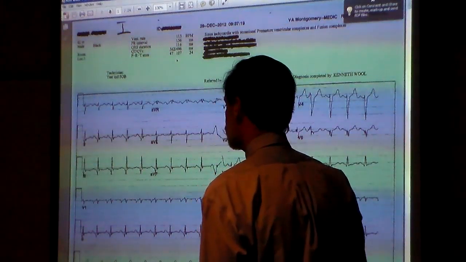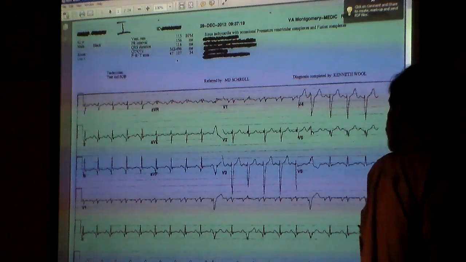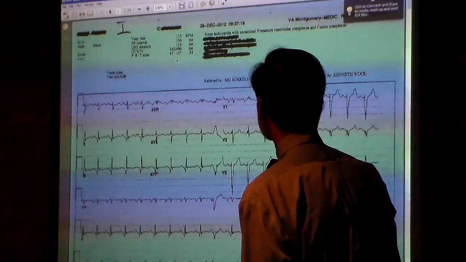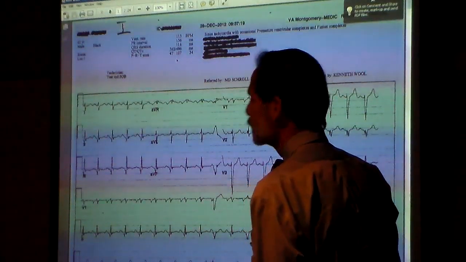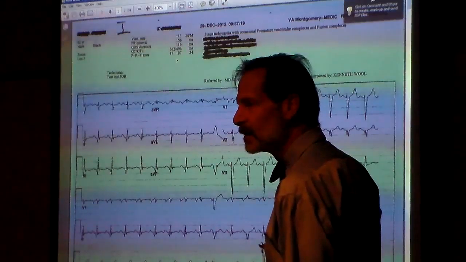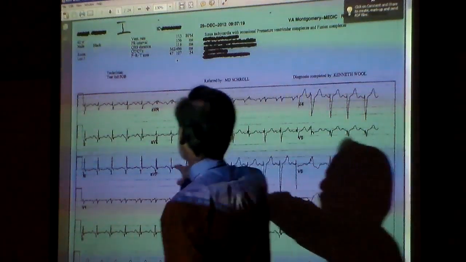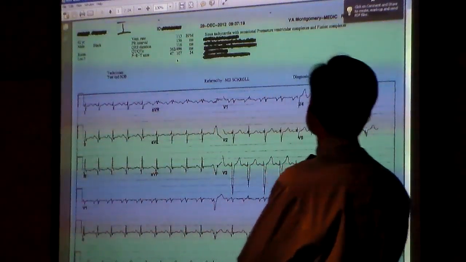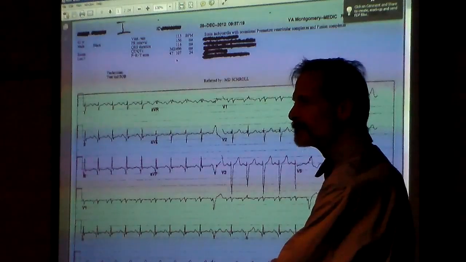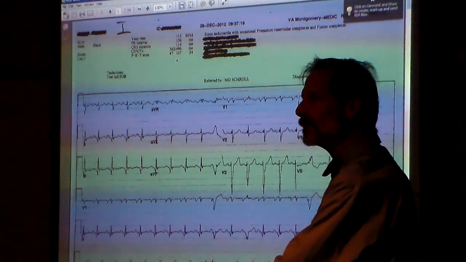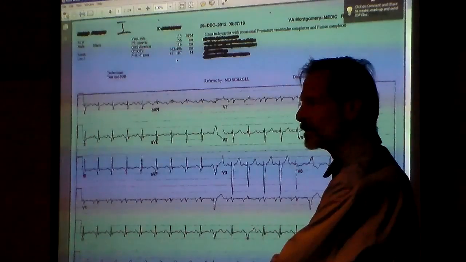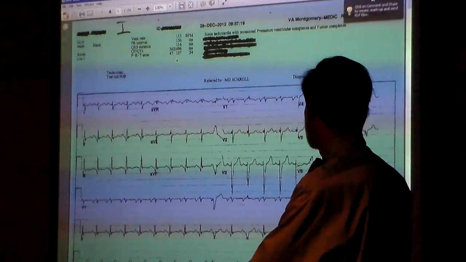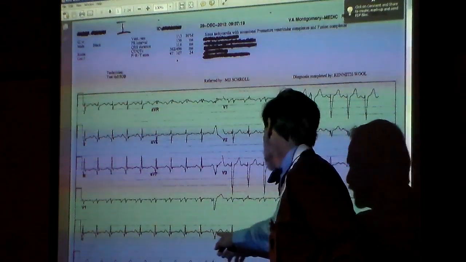So the question is on sinus rhythm. The axis is slightly deviated. To where? To the right. Right, exactly right. You see this is negative here, so right axis deviation, good. What else? Well, it's sinus rhythm. I can see that P wave very clearly here. All right, sinus rhythm, okay.